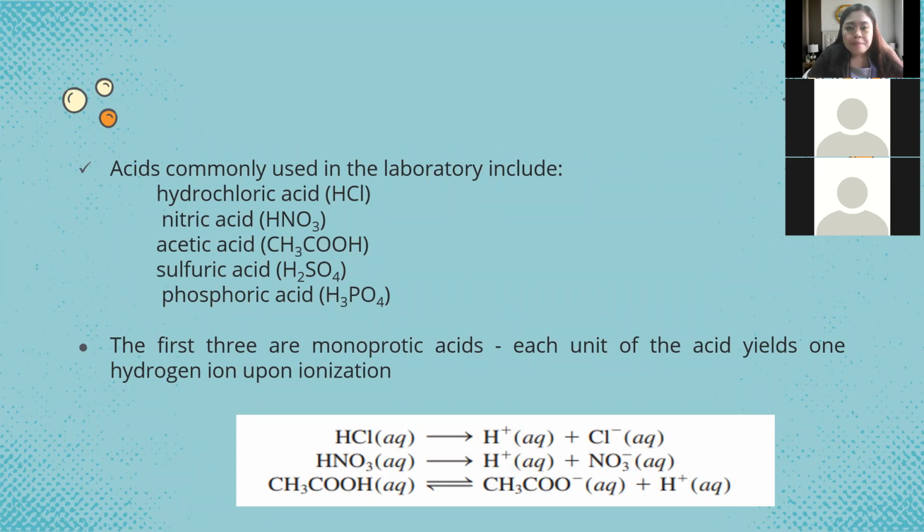Now, I'll just give you examples of acids commonly used in the laboratory. So most of them, as you can see, nasa hilay hydrogen. And if we are going to have a reaction with a base, they can also donate protons or the hydrogen itself. So we have hydrochloric acid. Again, HCl, the common name for that is the muriatic acid.